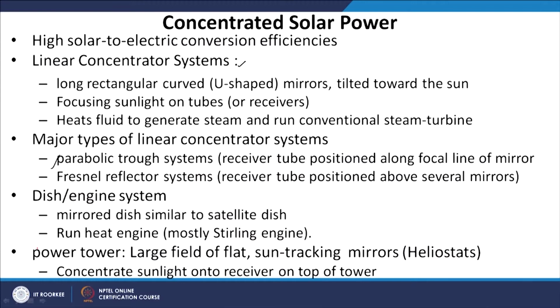The second in this category is dish system. Here we have a form of dish antenna which focuses sunlight, and this focused sunlight raises the temperature of a fluid which is used to run some kind of engine, and mostly we have Stirling engines used in these applications. So these are also used in small scale solar concentrated systems. These dish antennas are manufactured for small applications.